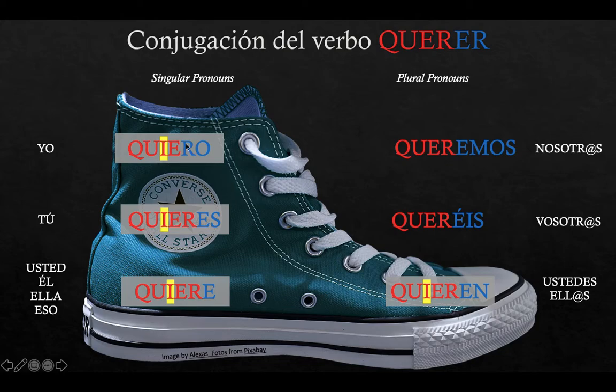In this case, instead of quiero, it's quiero, or quieres is quieres, or quiere is quiere, all right? Nosotros and vosotros will be queremos and queréis, and we keep the same stem as you can see here, okay? Same thing happens with quieren. We add an I, and that's why it's inside the shoe.